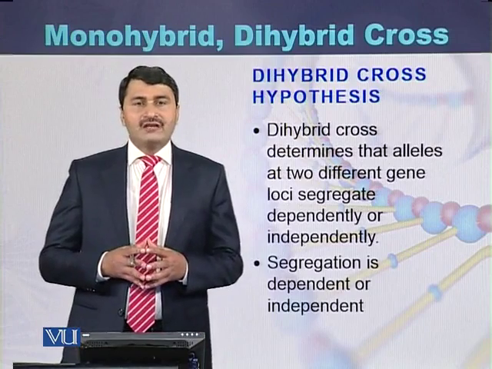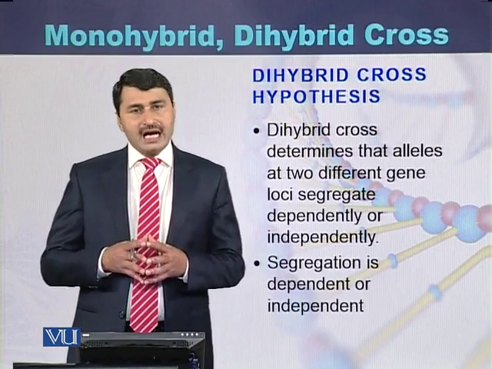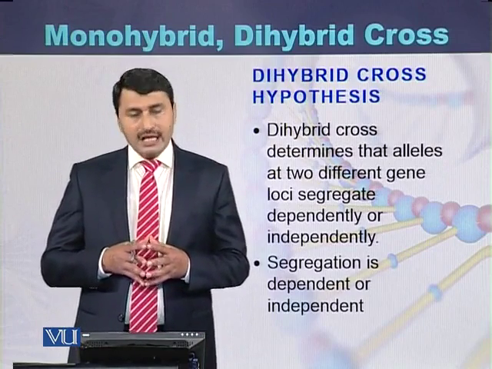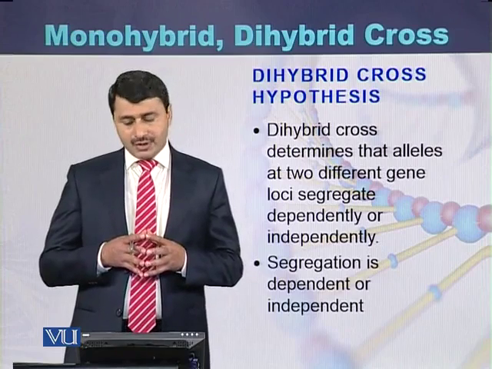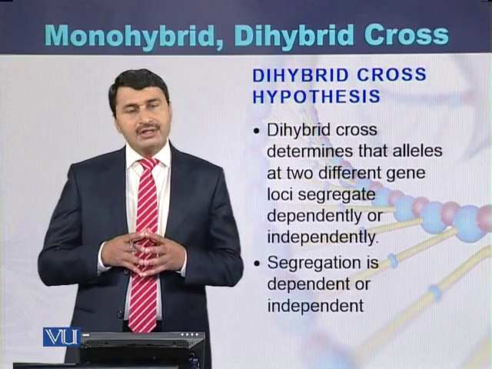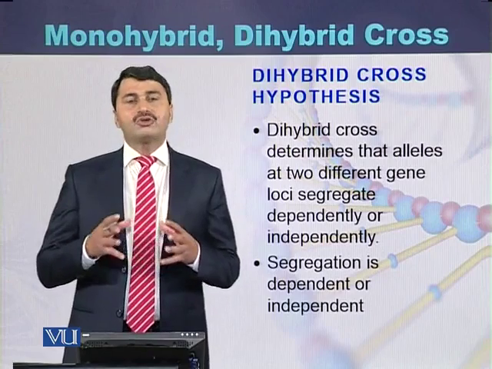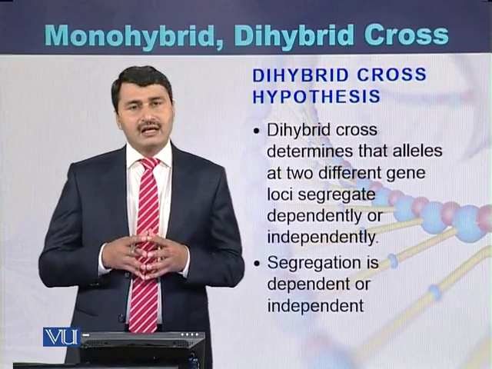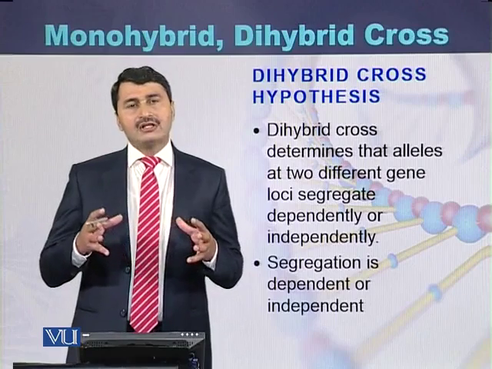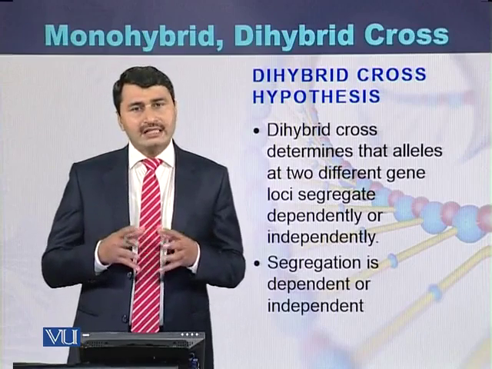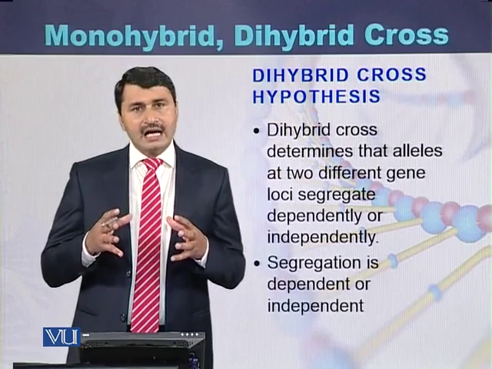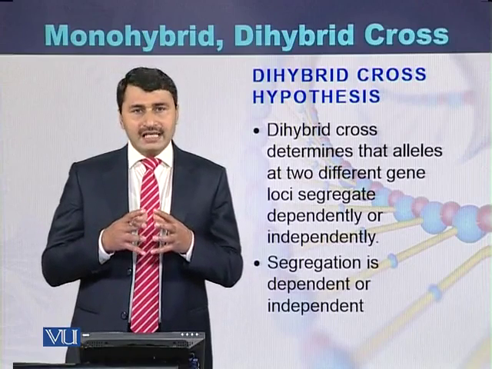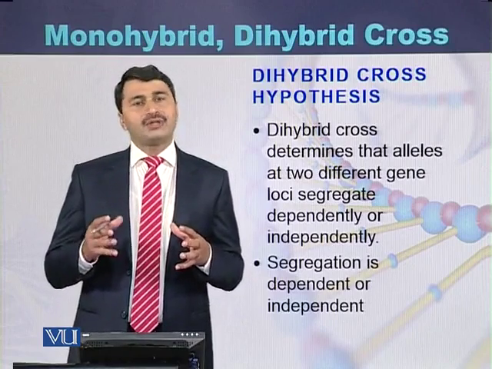Now if we see what the hypothesis behind the dihybrid cross is: in the dihybrid cross, Mendel determined alleles at two different loci. What kind of segregation is it? Whether alleles at two different gene loci segregate as a unit or they segregate independently from each other.